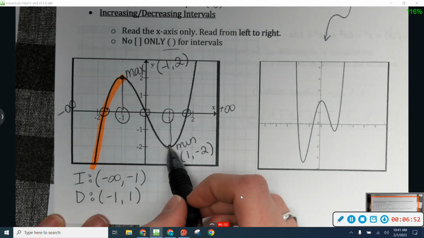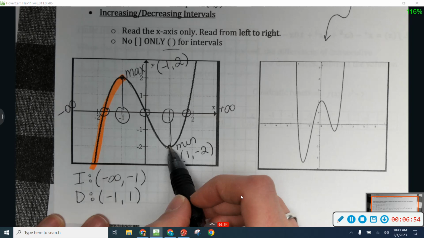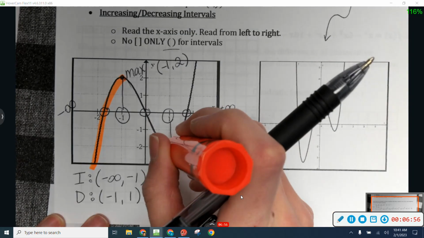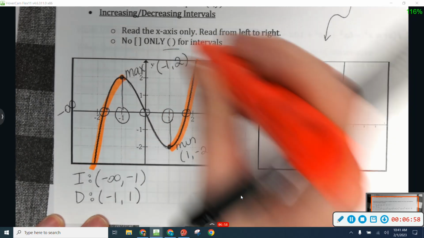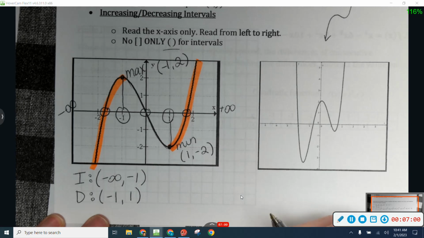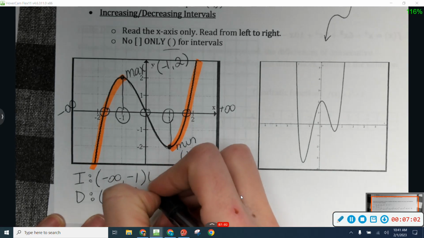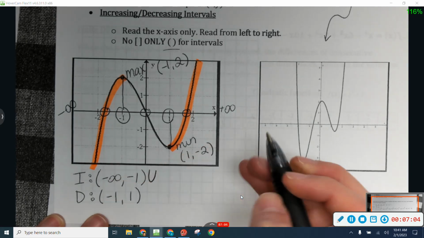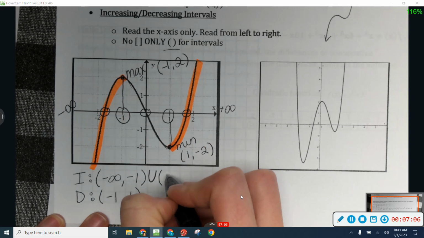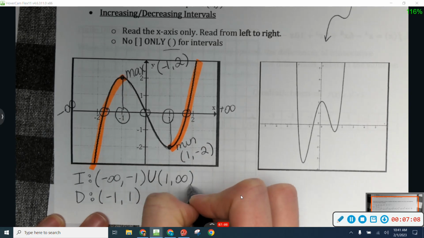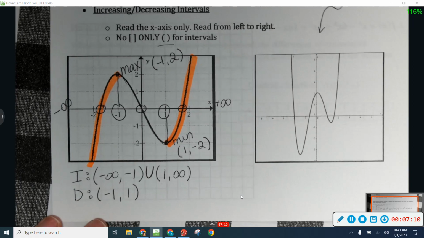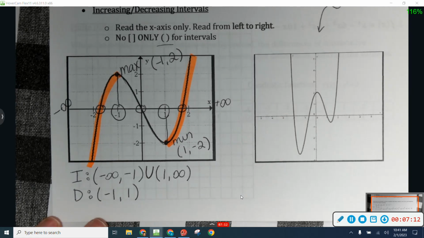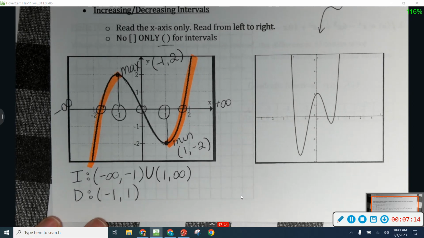Then at my minimum, since I don't go any lower, it's only up from there, and so I'm increasing from that value all the way up. So I'm going to add another increasing interval from 1 to +infinity. You understand that? Very simple.